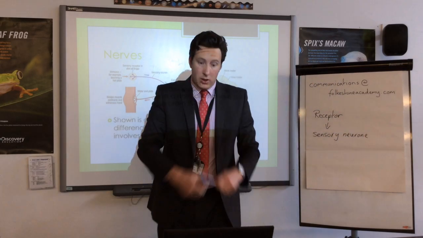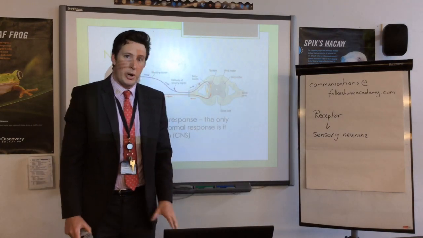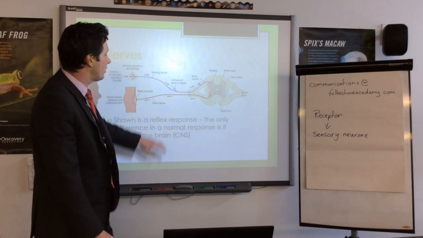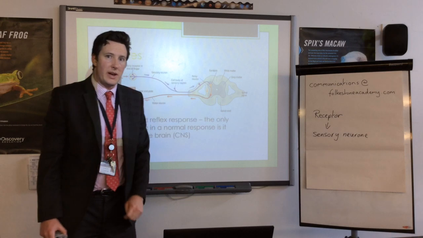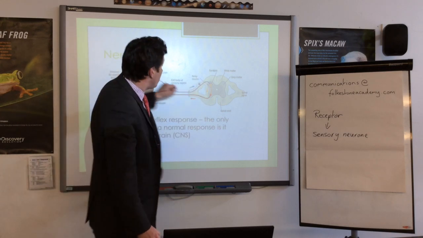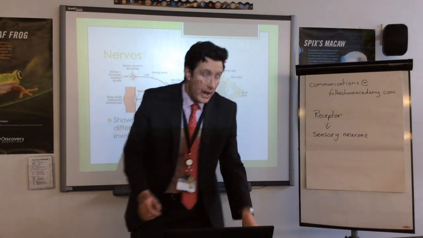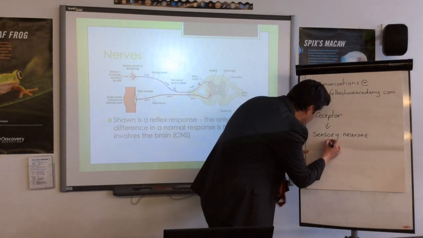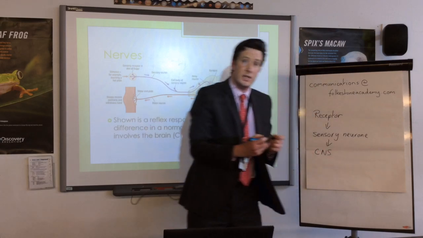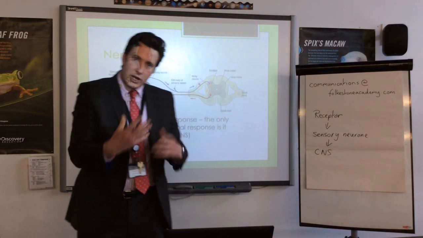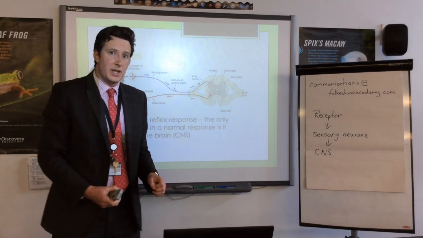That signal then gets passed along as an electrical impulse, and that's very important. Down the sensory neurons there are electrical impulses that go down, and they move down until they reach the central nervous system. The central nervous system, or CNS, is the coordinator, and it coordinates all your body's responses to different changes in the environment.